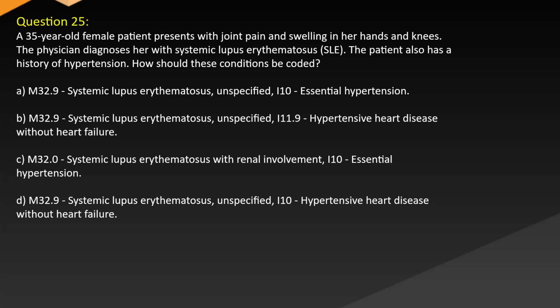A. M32.9. Systemic lupus erythematosus, unspecified. I10. Essential hypertension. B. M32.9. Systemic lupus erythematosus, unspecified. I11.9. Hypertensive heart disease without heart failure. C. M32.10. Systemic lupus erythematosus with renal involvement. I10. Essential hypertension. D. M32.9. Systemic lupus erythematosus, unspecified. I11.9. Hypertensive heart disease without heart failure.